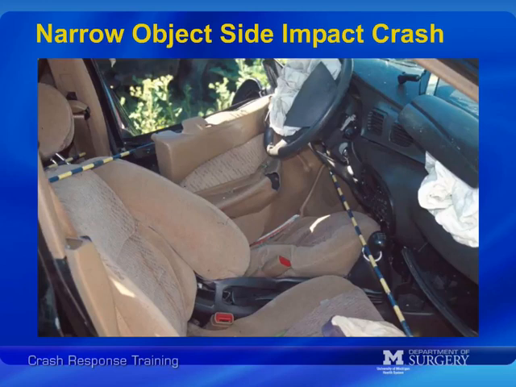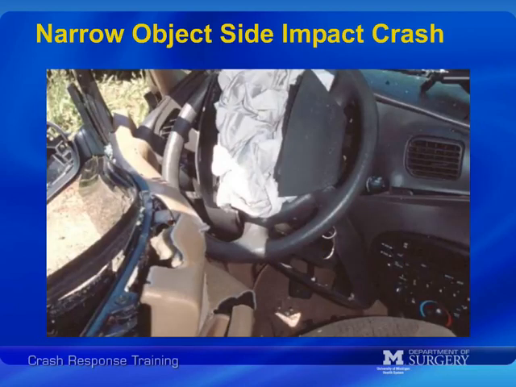This interior view of our case vehicle shows severe intrusion of the door and the B pillar into the occupant space. The seat and the seat back are severely deformed, and the center console has been crushed as the seat structure on the left has been pushed towards the passenger side.